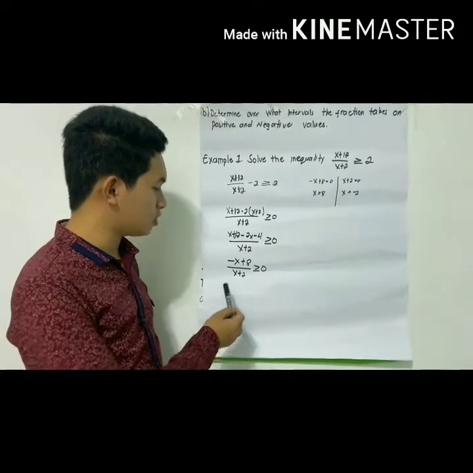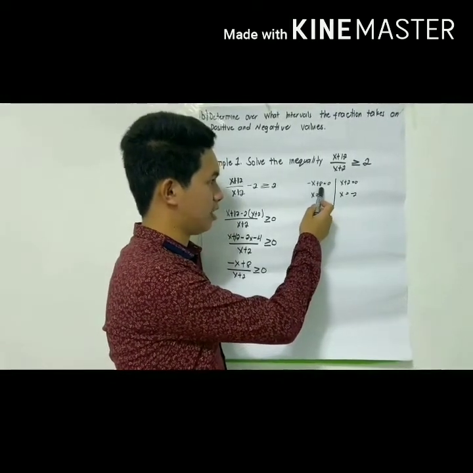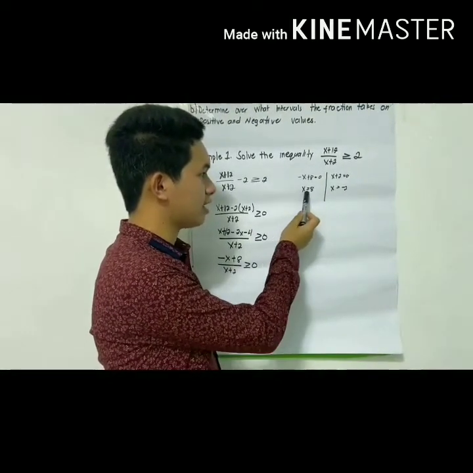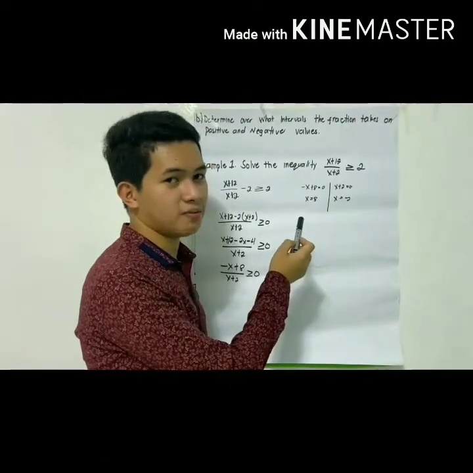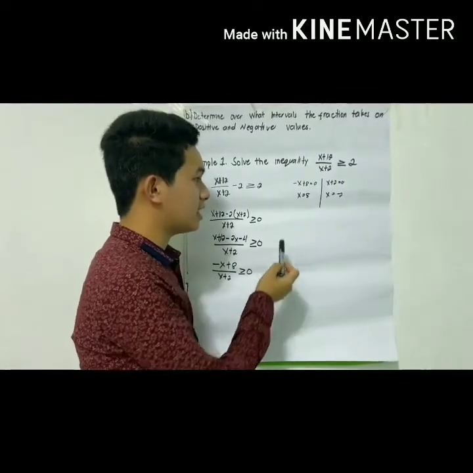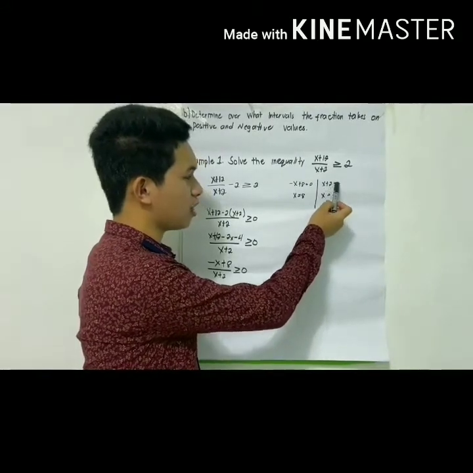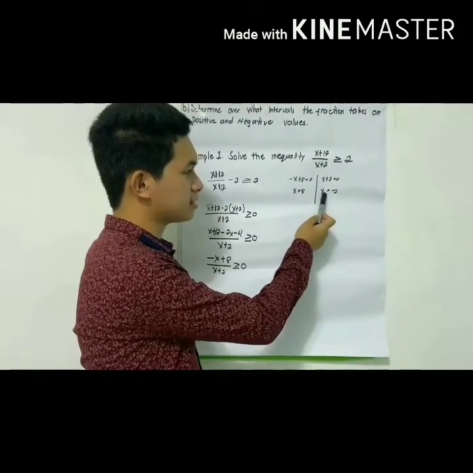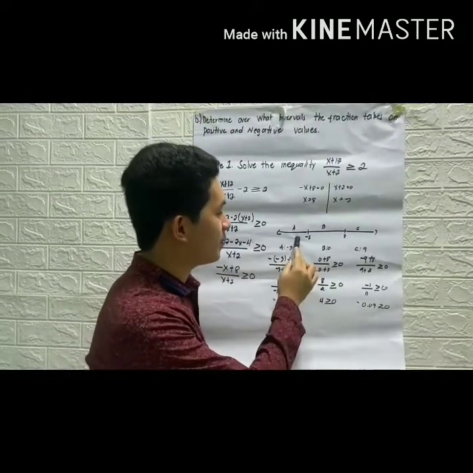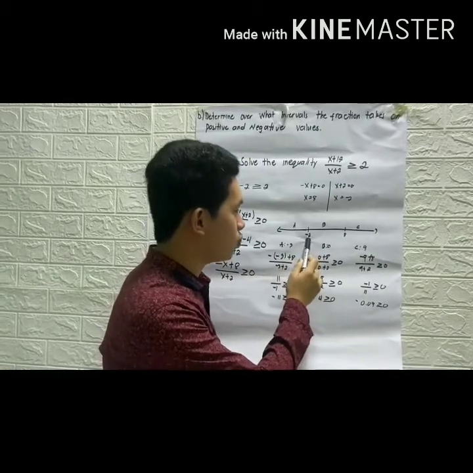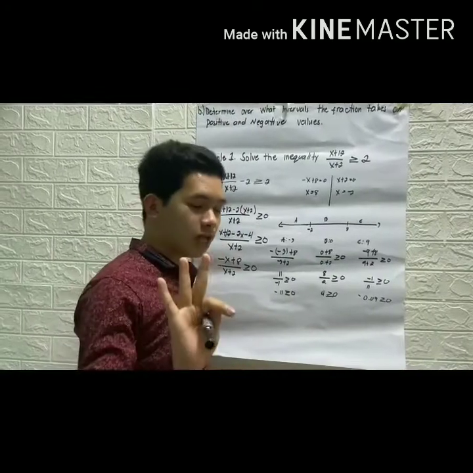Unahin na kukunin natin is yung sa numerator. Negative x plus 8 is equal to 0. That is x is equal to 8. Since negative yung x natin, divided both sides by negative 1, kaya naging positive yung 8 natin. Then, si x plus 2 is equal to 0. That will become x is equal to negative 2. Then, ilalagay natin sa number line yung negative 2 and positive 8. Mayroon tayong tatlong interval.